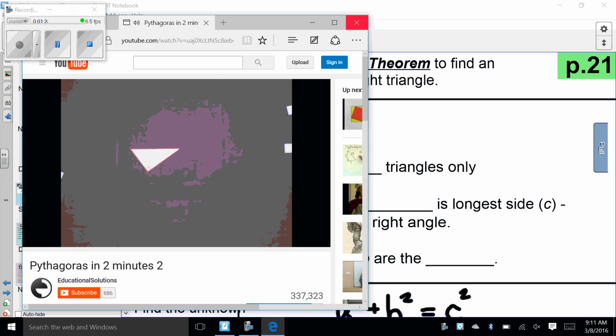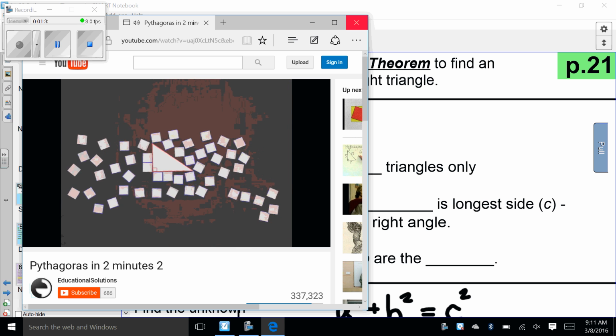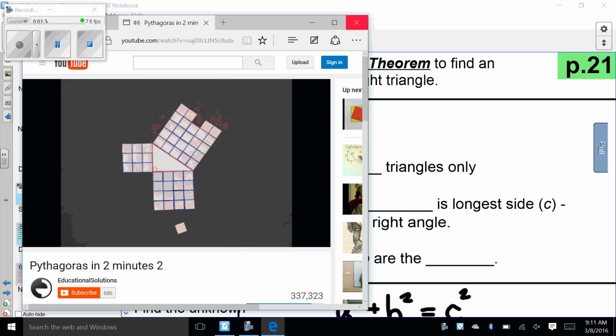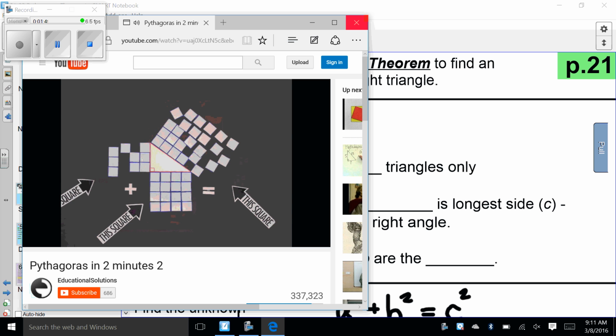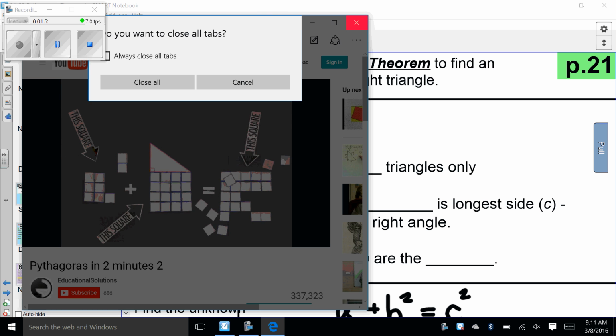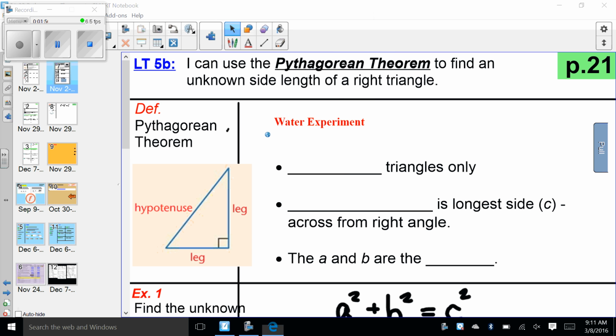Or let's just watch this Pythagoras idea, that same idea. The area of the small squares, you add them up. A squared plus b squared equals the area of the big square, c squared. This square plus that square equals that square. Total areas. Okay. So that's kind of how the Pythagorean theorem works.